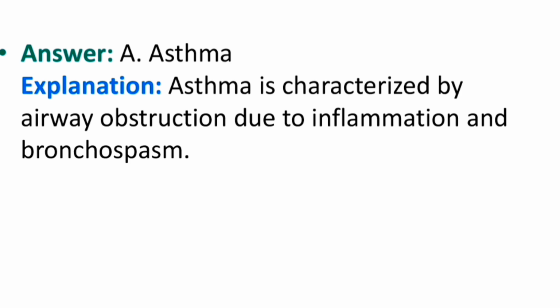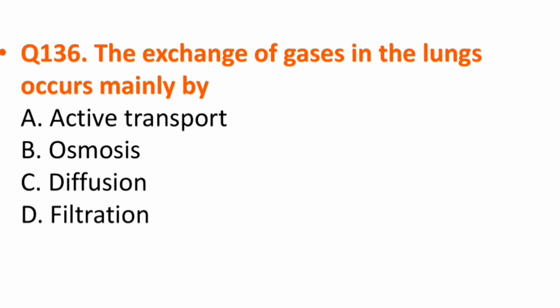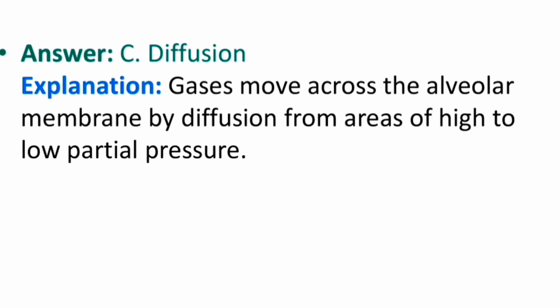The next question. The exchange of gases in the lungs occurs mainly by option A, active transport, option B, osmosis, option C, diffusion, option D, filtration. The correct answer is option C, diffusion. Gases move across the alveolar membrane by diffusion from areas of high to low partial pressure.